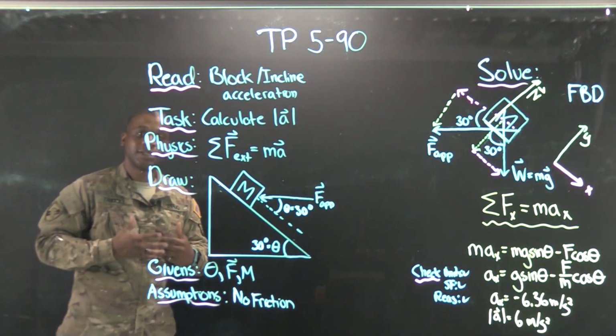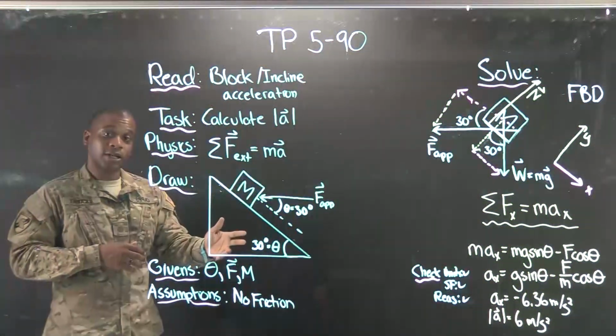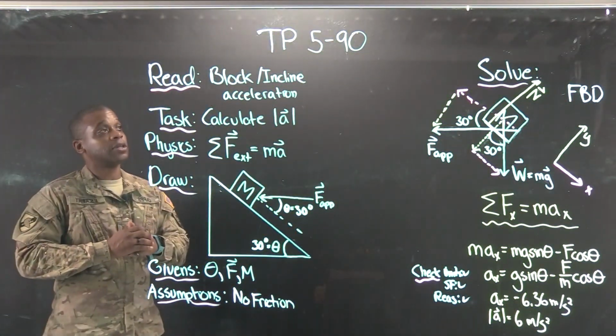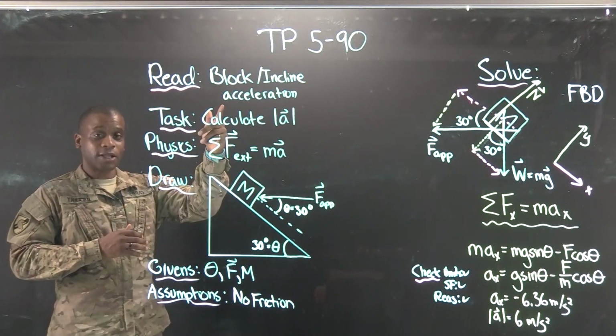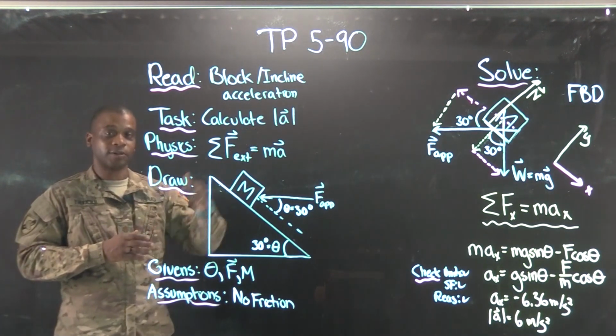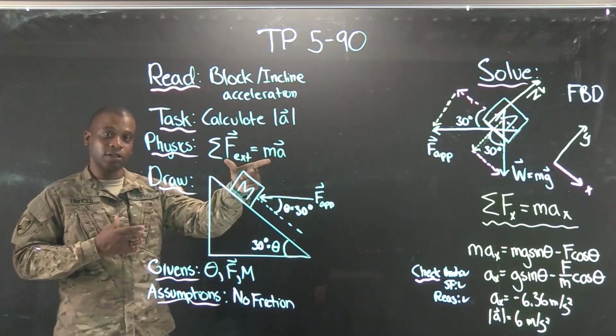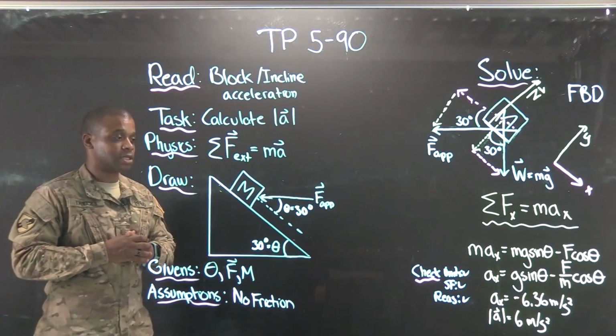In TP 5-90, the problem statement talks about a mass on an incline oriented 30 degrees. That block on an incline, they ask us to find the magnitude of the acceleration of the block. Well, these are all signs that we're doing some sort of Newton's second law problem. So that's what we're going to do.